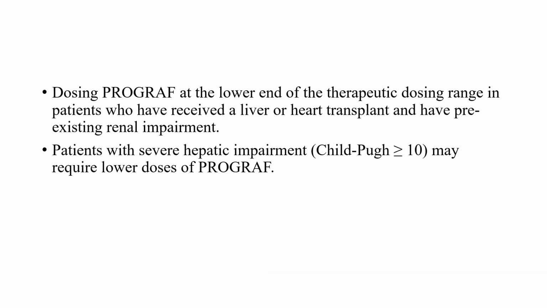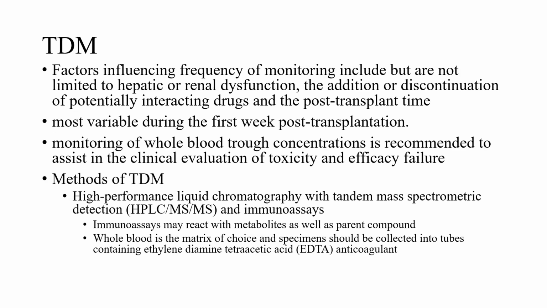If the patient already has renal dysfunction in a liver and heart transplant, we aim for a lower tacrolimus level at lower doses administered. And if there is severe hepatic impairment, that is Child score more than 10, that also requires a lower dose of tacrolimus. So to maintain the level, in adults we want between 10 to 20 in the first 3 months and 5 to 15 in more than 4 months.